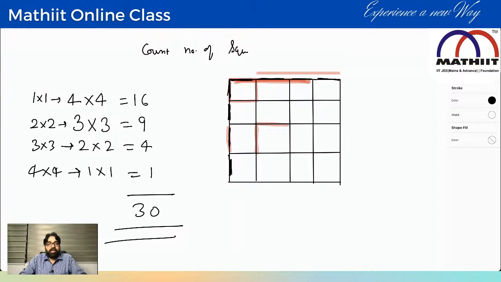Those who got the wrong answer or could not solve it, can you confirm? Is it clear? Is this clear to everybody?